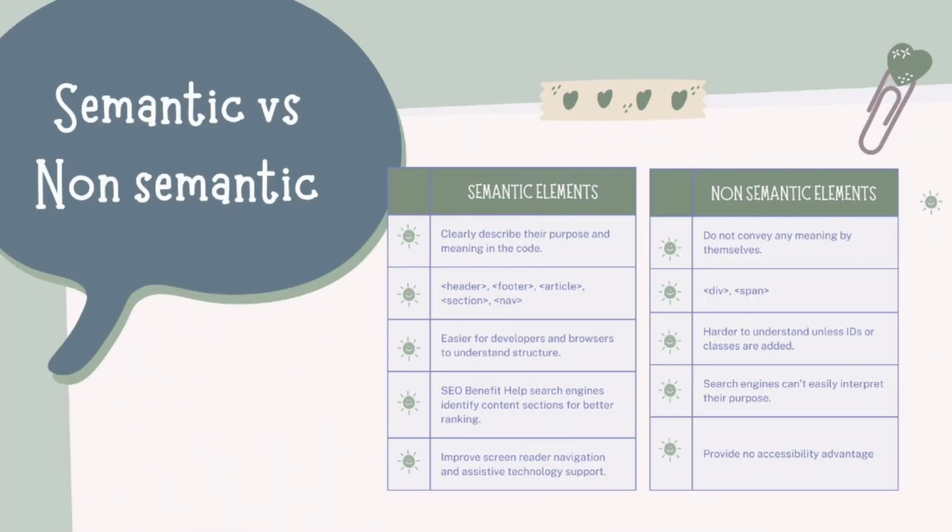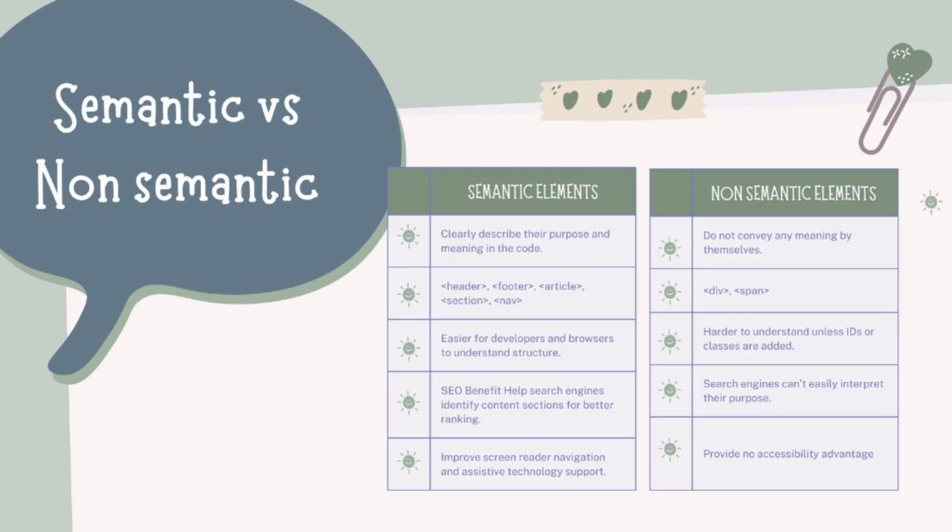This slide is your cheat sheet for the semantic revolution. The goal is to move entirely away from the generic, non semantic elements and embrace the power of meaning. On the non-semantic side, we have the workhorse tags like div and span. Their main problem, they do not convey any conventional meaning by themselves. A browser sees a div and says, okay, it's a box. That's it.